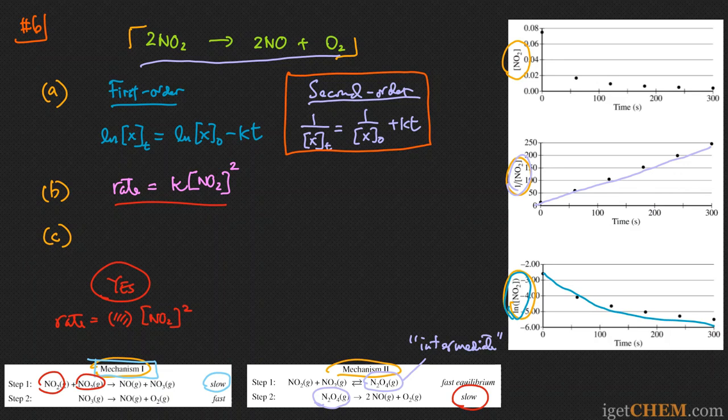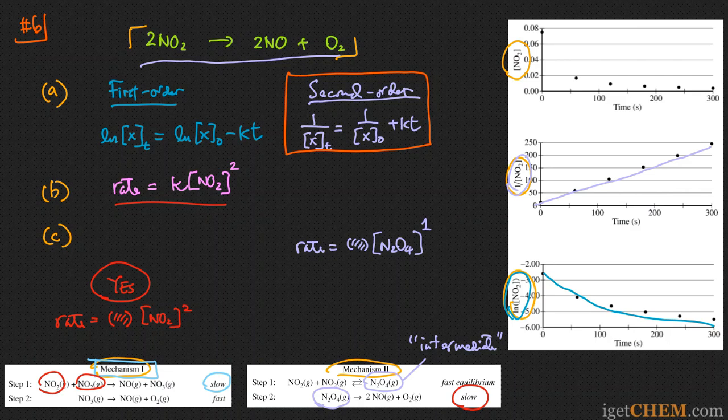It's created by some early step and then destroyed by some later step in the mechanism, so it doesn't really show up in the overall reaction. So based on the second step, which is the slow step, you would expect the overall rate of the reaction to depend on the N2O4 concentration to only the first power, because that is a unimolecular reaction.